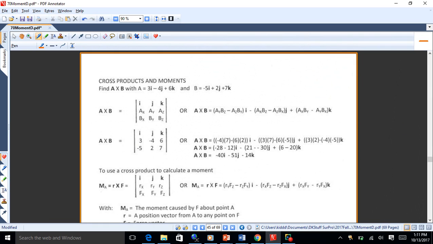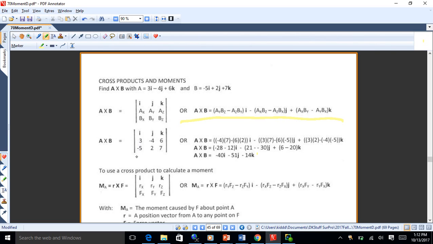So I've got two vectors there, A and B, and I just did an example there of how to do a cross product. So if A is 3, minus 4, plus 6 and B is negative 5, 2, 7, we can do the cross, and we'll get that term right there. You just plug the numbers in, and you can get the cross product, which turns out to be negative 40i minus 51j minus 14k.